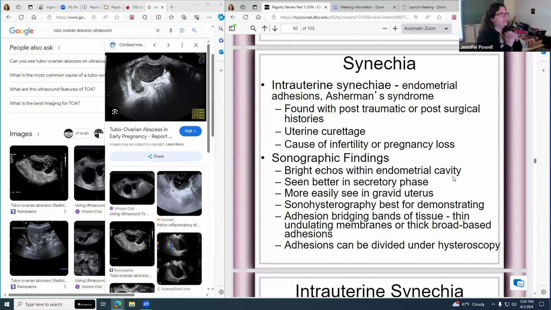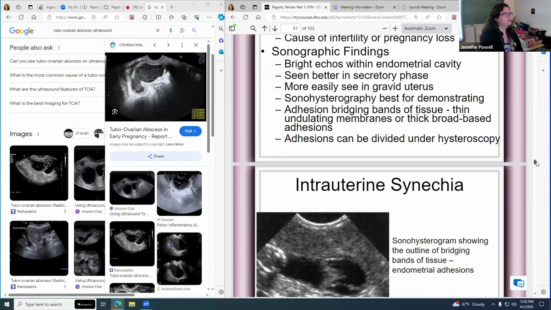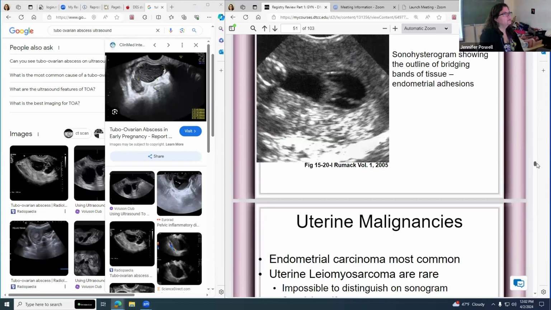Sonohysterography is best for demonstrating adhesions: a bridging band of tissue, a thin undulating membrane, or thick, broad-based adhesions. Adhesions can be divided under hysterography or hysteroscopy. So that's what that looks like. These are bridging bands.